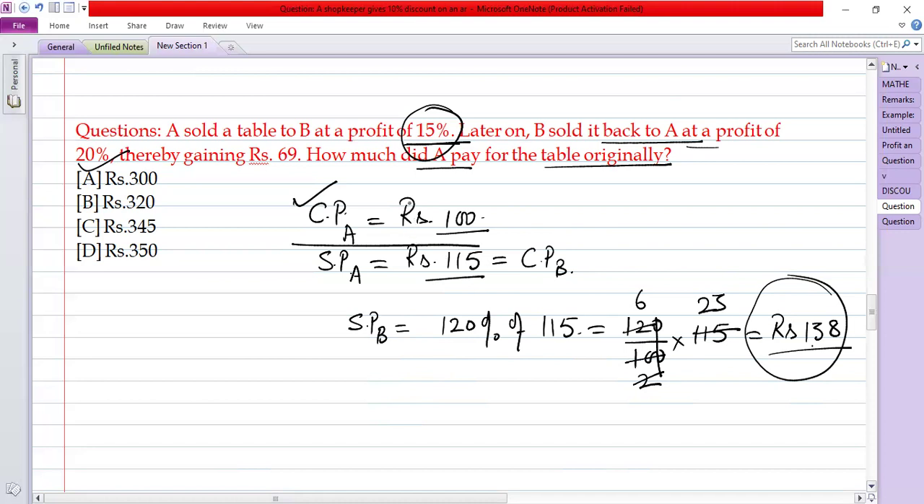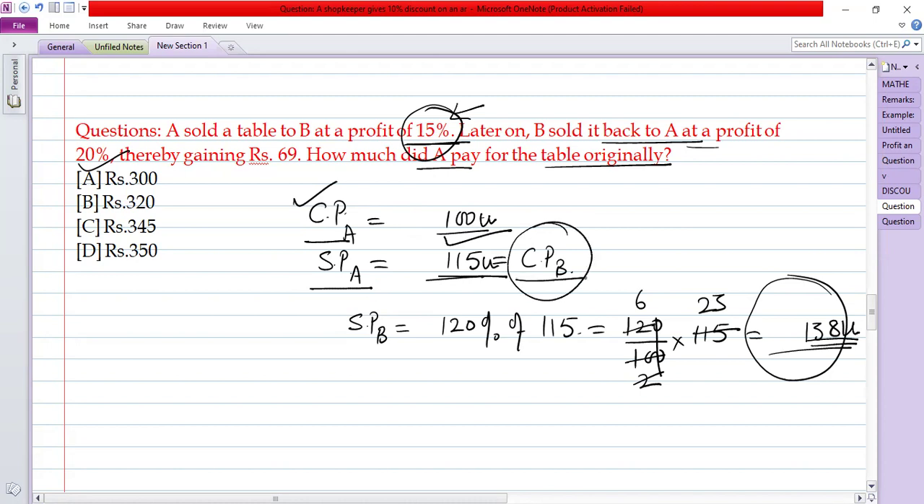Oh, sorry. Please wait. I should not have taken it in rupees. Rather, I should have taken it in units. So let 100 units be the original cost price to A. Then obviously the selling price for A will be 115 units because 15% is the profit. And this will be nothing but the cost price for B. Now what will be the selling price for B, selling back to A? That will be 120% of 115 units. So that will be 138 units.